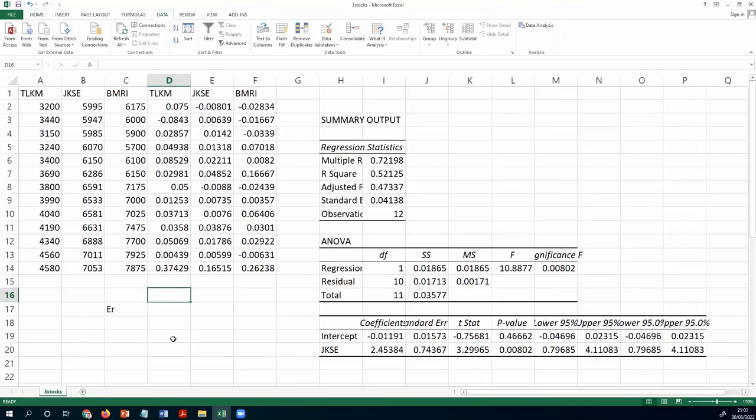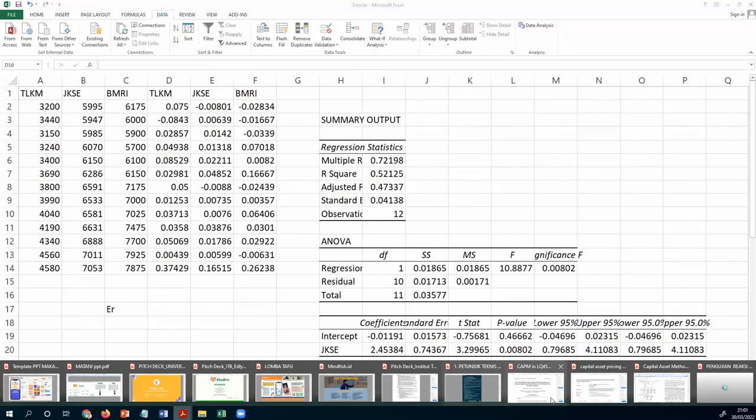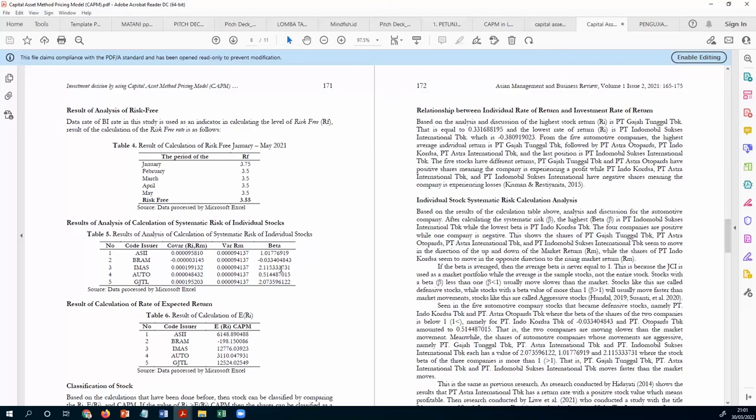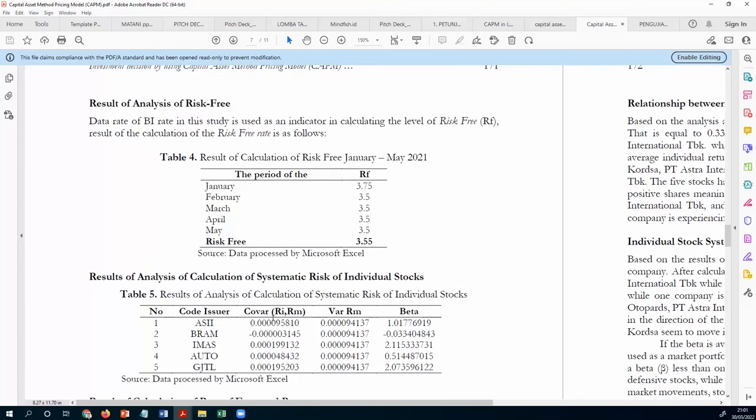Okay. So the expected return will be the risk-free. Risk-free is the government obligation. How much is the government obligation here? This one is the risk-free. January risk-free 3.75, February 3.5. So the risk-free mean is 3.55. You need to check the risk-free rate now using the government bonds. What is the 1 year return? And then calculate the beta.